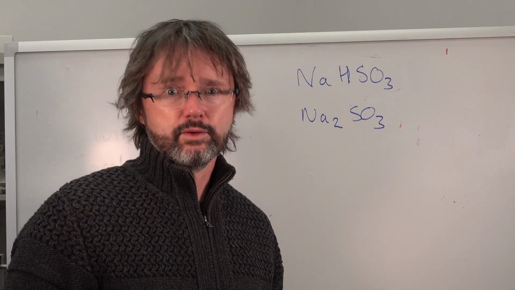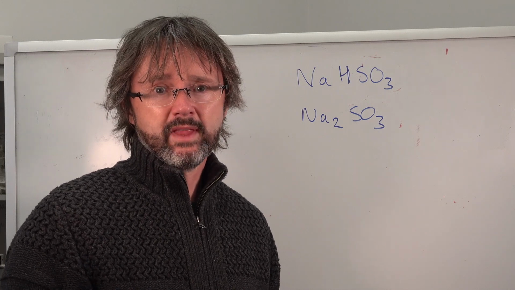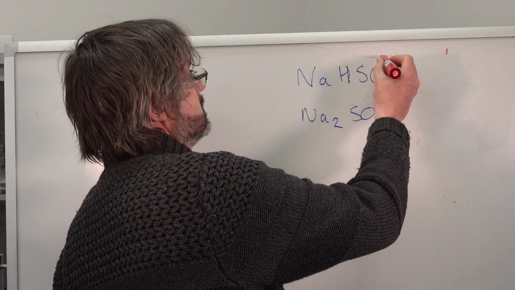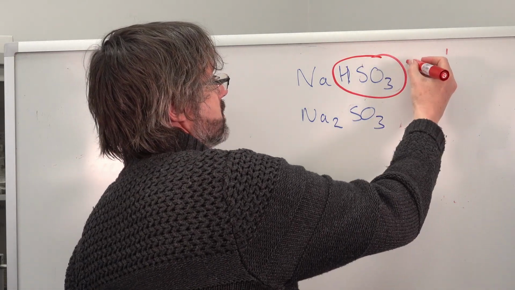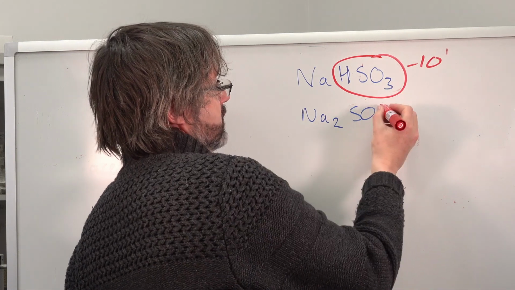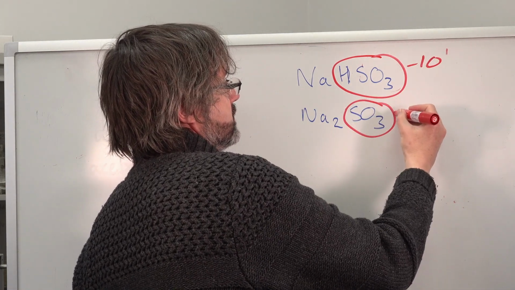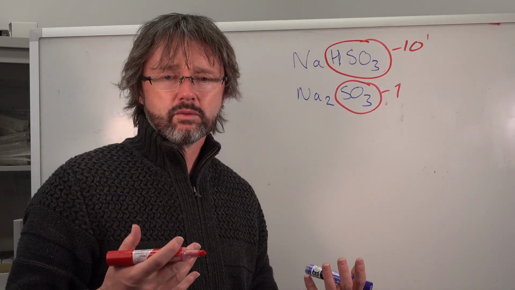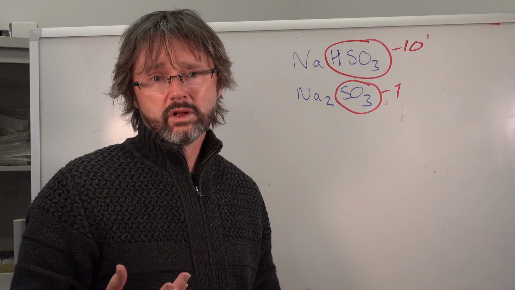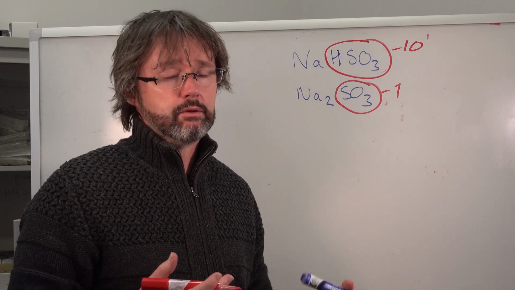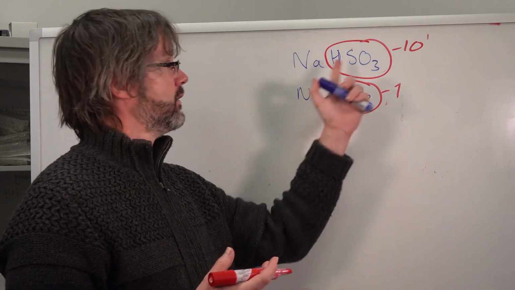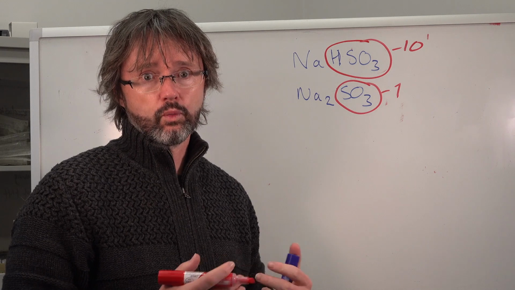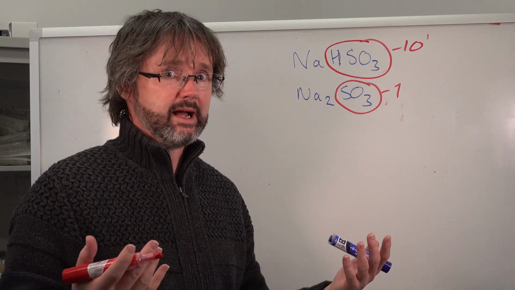But in my experiments, I use it as a chemical switch. So I've been doing quite a lot of experiments with this buffer, and I know that I want to have 10 of these hydrogen sulfite ions for every 1 of these sulfite ions. So how can I actually measure that out? Well, one simple way is if I find out how much 1 mole of hydrogen sulfite weighs and how much 1 mole of sulfite weighs, then I can weigh it out that way.